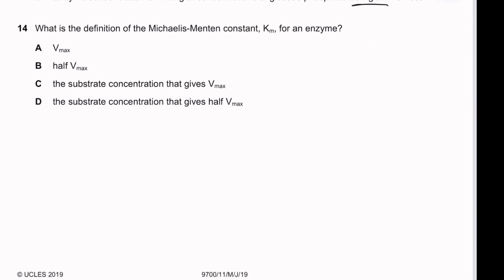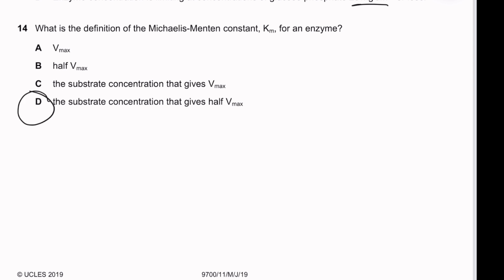Now, 14. What is the definition of Michaelis-Menten constant Km for an enzyme? Km is the substrate concentration that gives half the Vmax, or half the maximum rate of reaction, or half the available enzyme active sites are fully occupied. Okay, that is the Km.